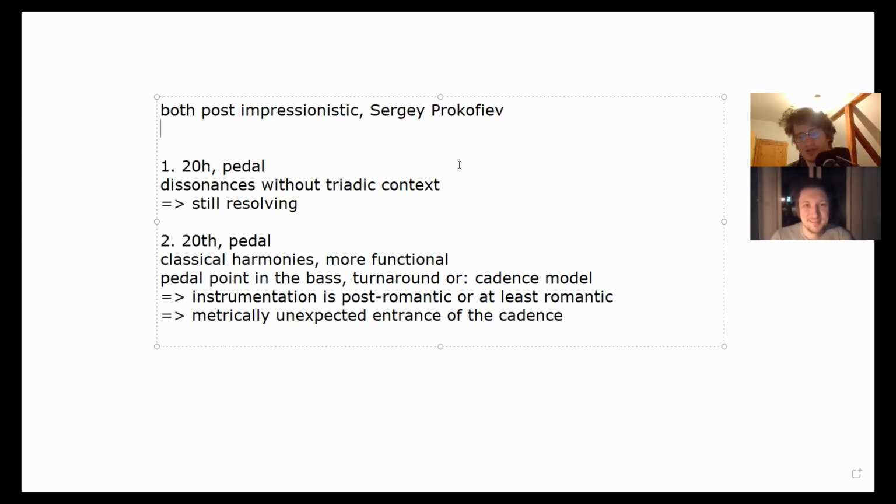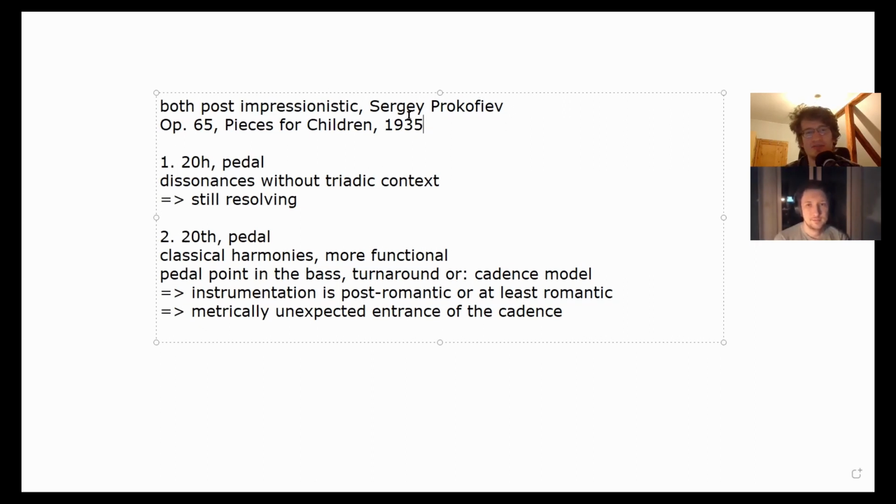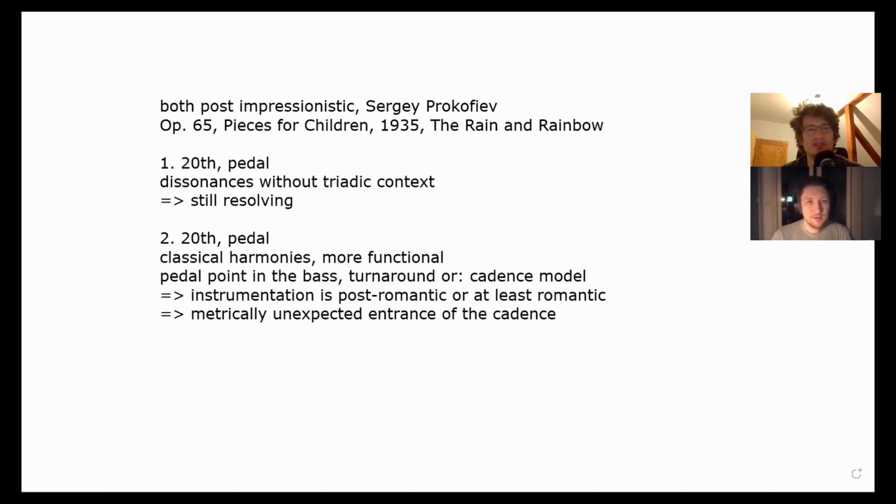Yeah. And this is Op. 65. It's one of the children's songs, or pieces for children, I think. And it's written about 1935. It's right in the same period where he wrote Peter and the Wolf. Do you say that in English? I'm not sure. I guess, yes. Possibly. And it's called The Rain and Rainbow. So let's look at this piece, or maybe we should hear it first.